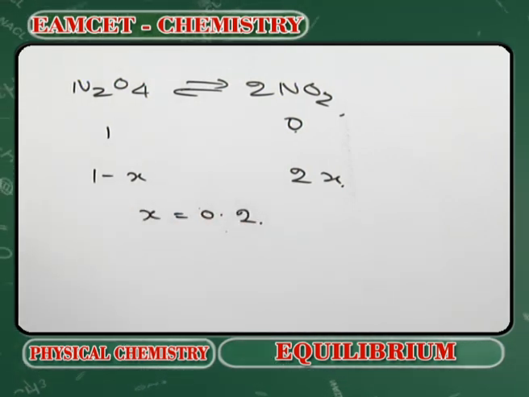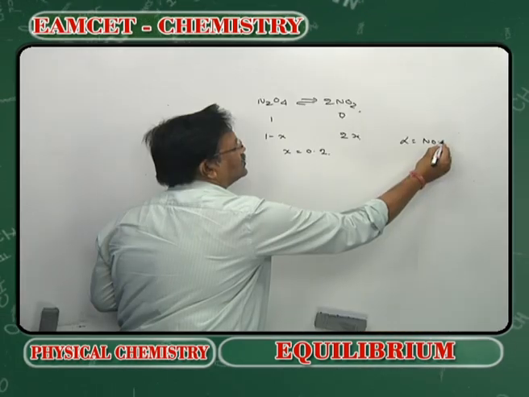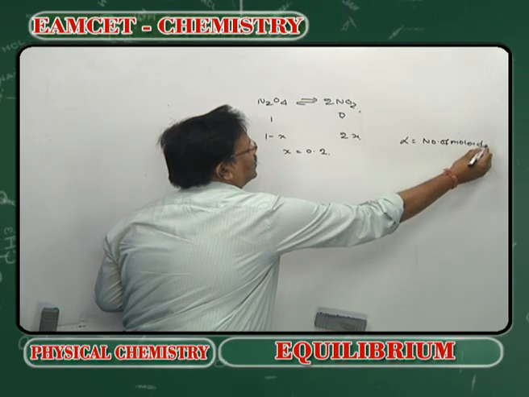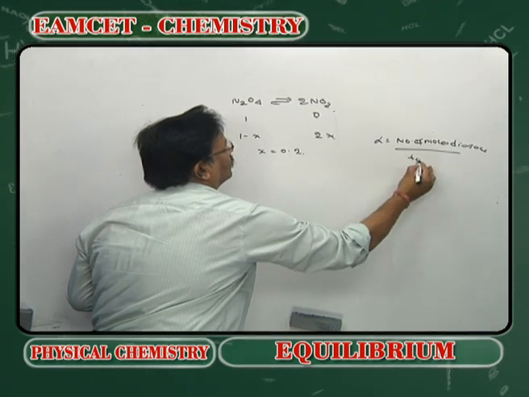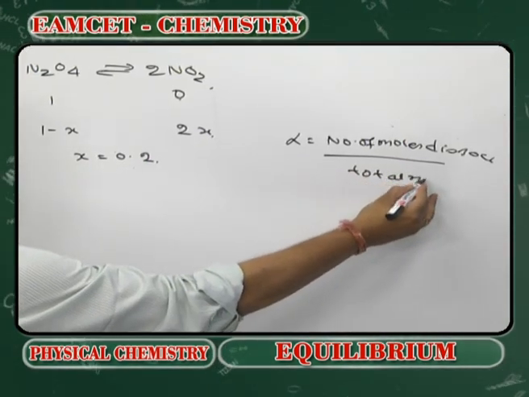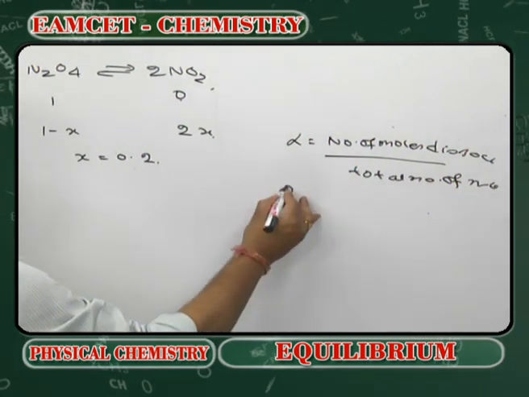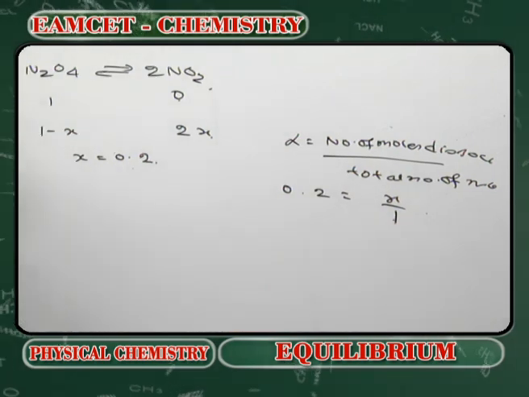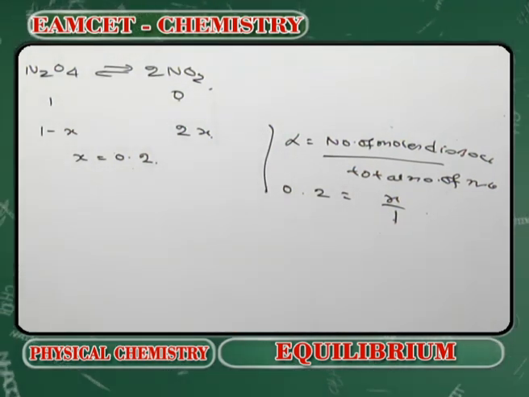How did we get this? Alpha is equal to the number of moles dissociated by the total number of moles taken. So it is 0.2 is x by 1. So x is equal to 0.2.